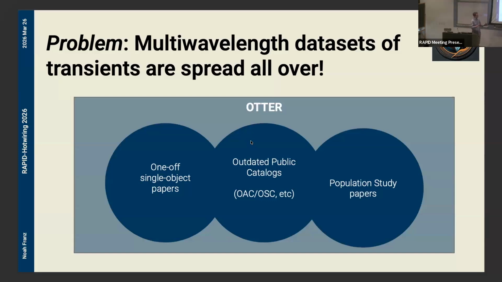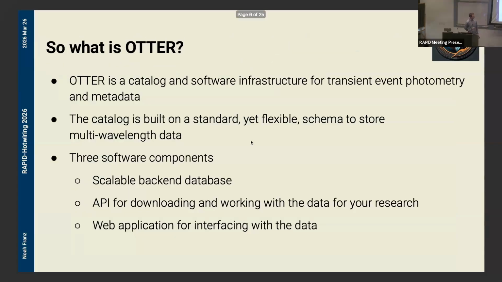Hopefully, we are hoping to compile all of the transient data, deduplicate it, and put it in a central repository for everyone to use. And this includes both software infrastructure and, of course, the catalog itself. And it's currently focused on transient event photometry and metadata.